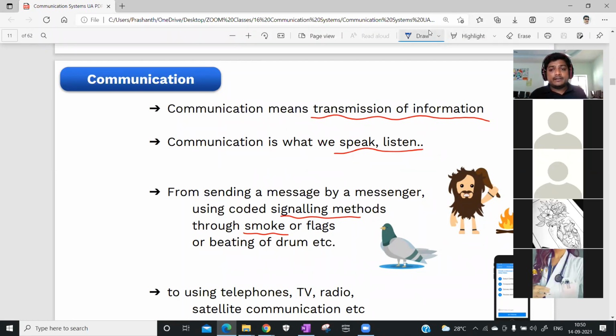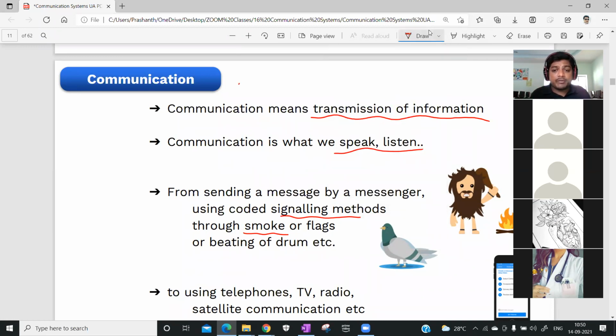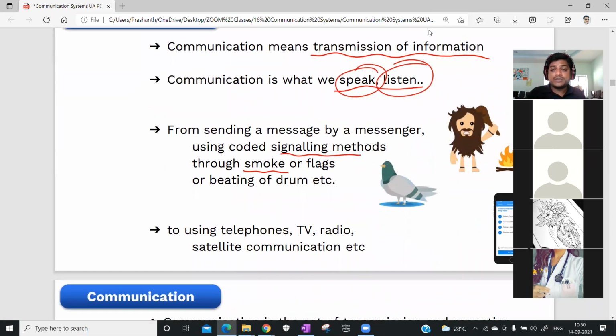What is communication? Communication means the transmission of information. Whatever we are speaking, whatever we are listening, this is communication. Between you and me there is a communication channel, and through this only you people are listening to my words. Otherwise you can't.